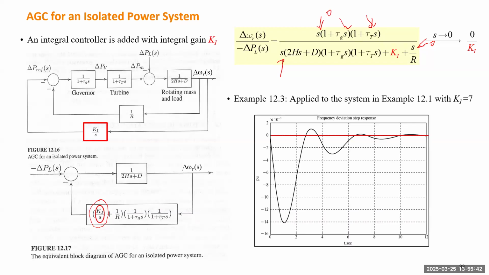Okay. So in this example, you can use Simulink to study the dynamics by letting Ki be 7. You can see the frequency deviation will finally go back to 0.